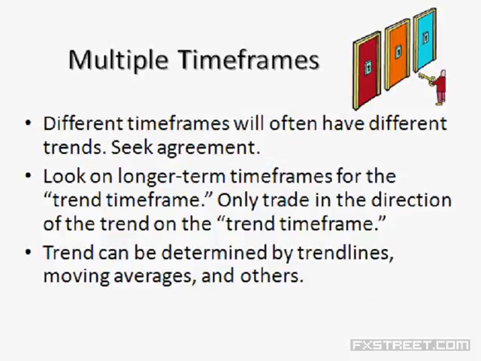I use multiple time frames. Why do I use multiple time frames? I'm looking to seek agreement amongst the time frames. I don't know if any of you have seen my multiple time frame trading strategy. Essentially, it's looking for agreement amongst 3 different time frames. I'm looking on the longest term time frame for the trend time frame, and then only trading in the direction of the trend time frame. On the other 2 time frames, I'm looking for recoveries or pullbacks and then breakouts in the direction of the trend.